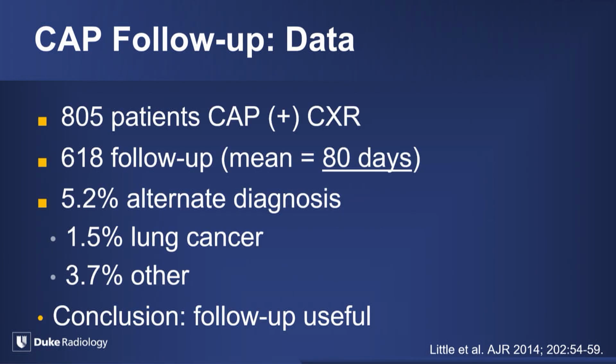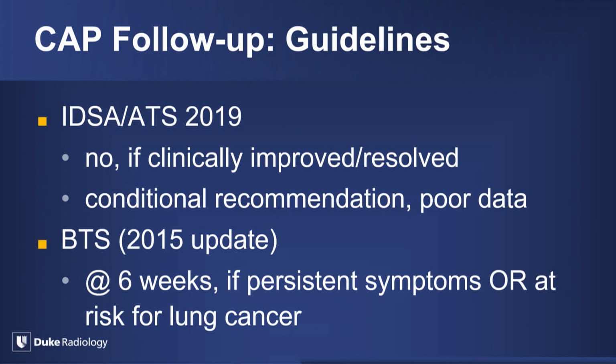Okay. Now, Brent Little at Mass General published this study a couple years later. This was also a retrospective look of 805 patients. A larger percentage had follow-up, with a median follow-up period of 80 days. And in those 80 days, in these 618 patients, they came up with 5% with an alternate diagnosis, a fairly low incidence of lung cancer again, 1.5%. But they picked up a lot of other things like pulmonary infarcts, eosinophilic organizing pneumonia, and they concluded that follow-up was useful in their particular population, mostly because you picked up some of these alternate diagnoses.